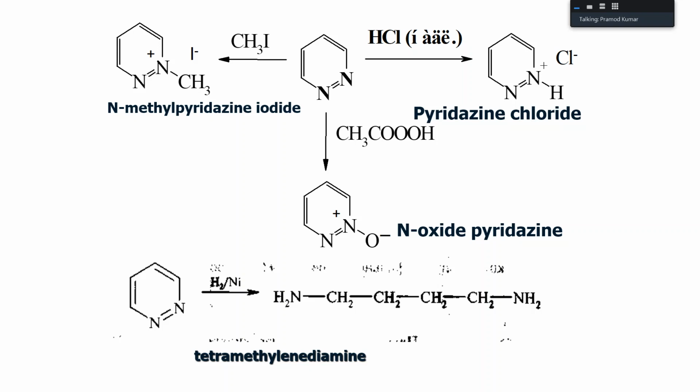hexamethonium and all. Okay, those are the ganglionic blockers. So it is a very important intermediate for the preparation of your ganglionic blockers. Okay, so reduction with sodium and hydrogen, ring opening, you get tetramethylene. Why tetramethylene? There are 4 methylene groups and diamine, so amino groups at the terminal, so it is known as tetramethylene diamine. So these are the reactions of your pyridazine.